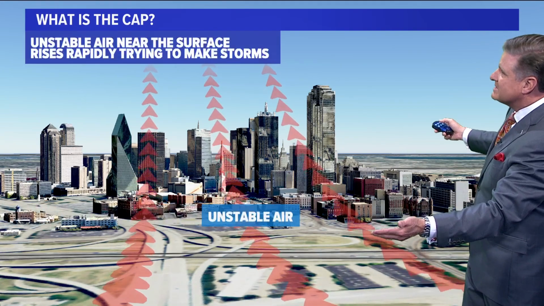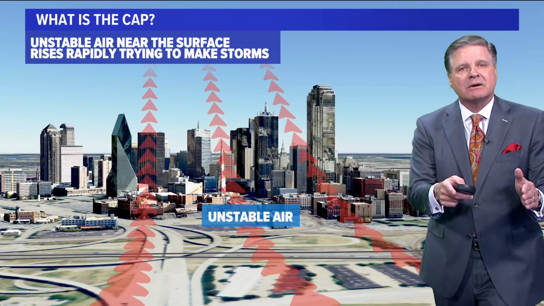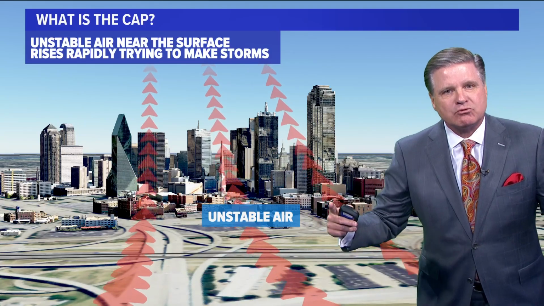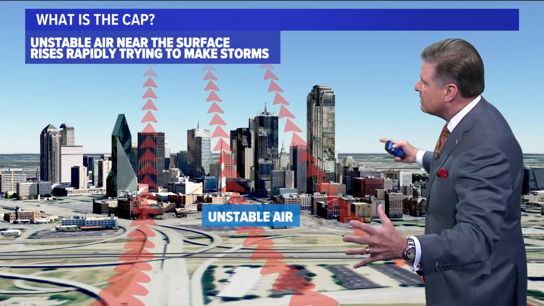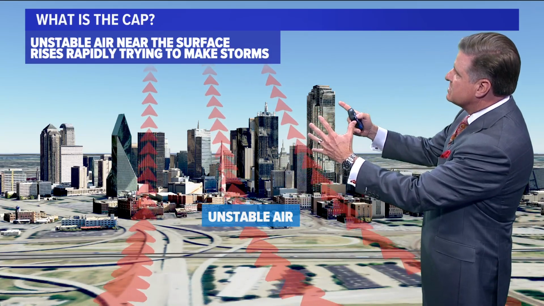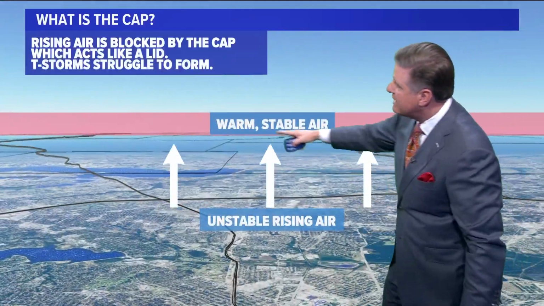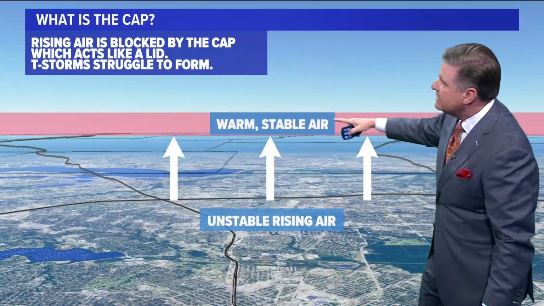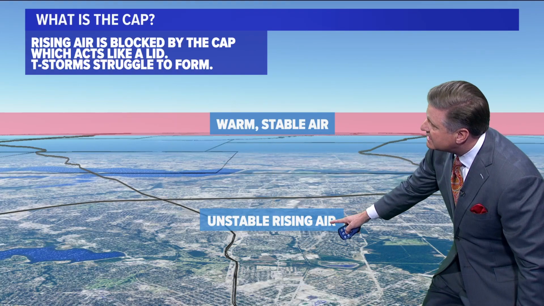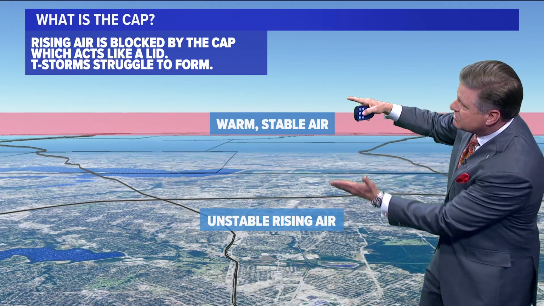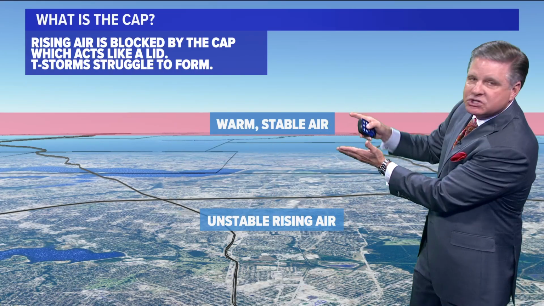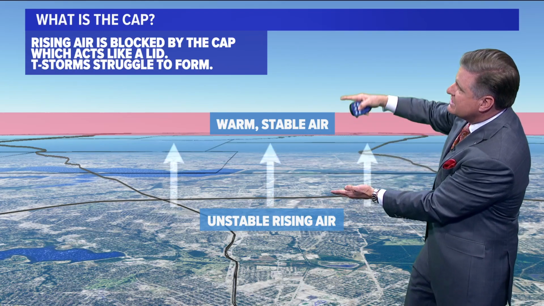So what is the cap? It's that unstable air near the surface. And what it does is it rises rapidly. That air starts to rise, that unstable air, it rises rapidly, and it tries to allow for thunderstorms to develop. And what takes place is we have that warm layer of air aloft, and this rising unstable air is blocked by the cap. So it just kind of runs into this, and these thunderstorms struggle to just tower up.